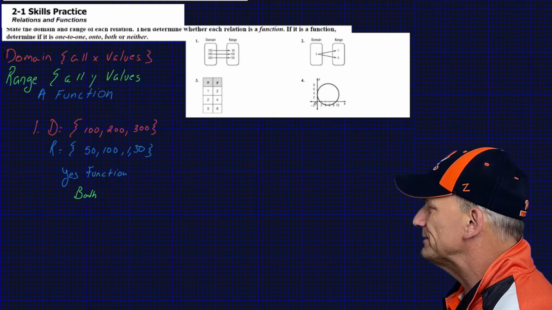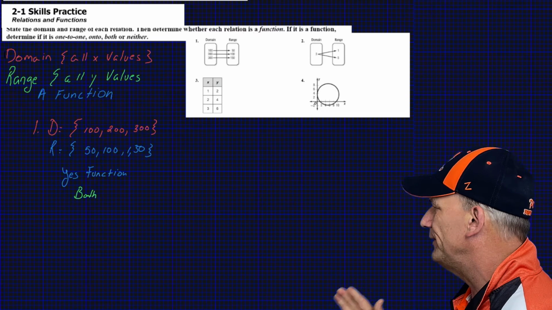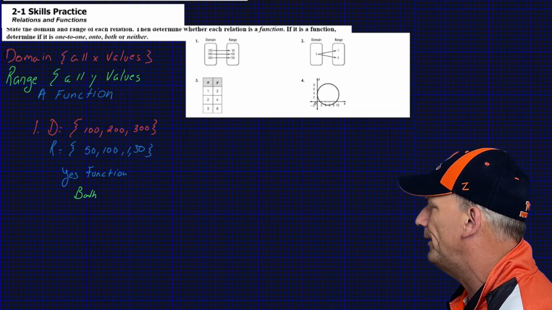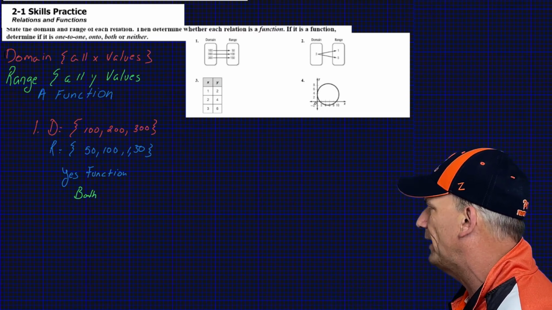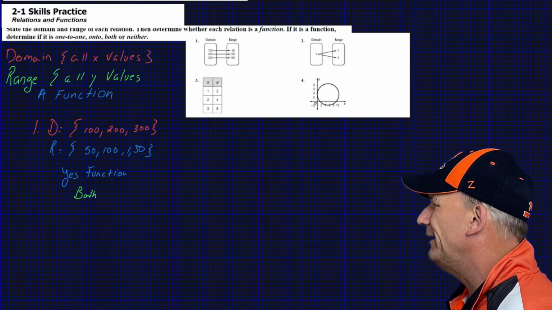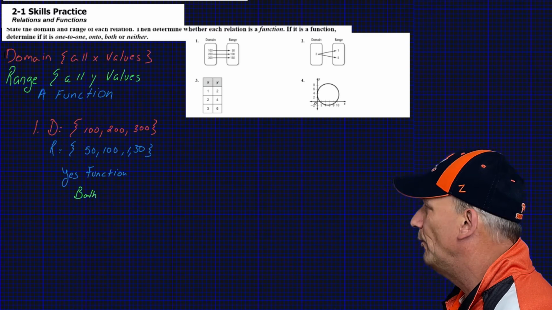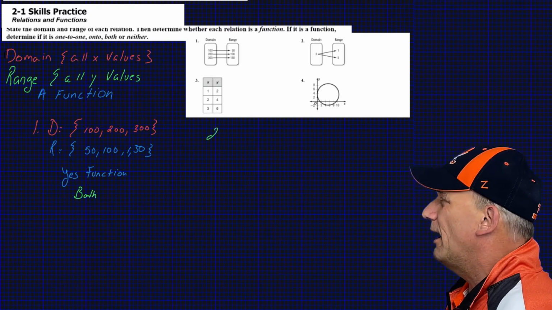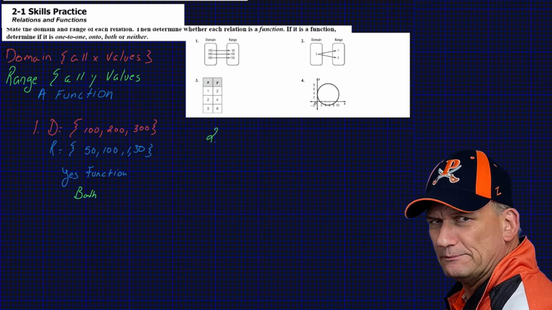So, is it a function? Yes, it's a function because each one of the x values is paired with a different and unique y value. Okay? So, yes, it is a function. All right? What type of function? Well, it is both. It is onto and it is one-to-one.